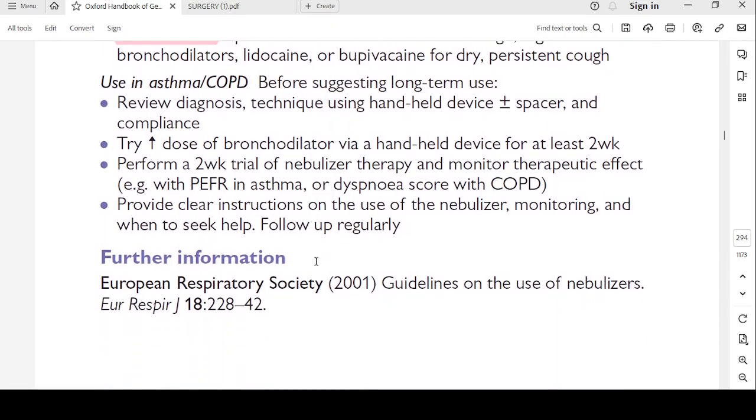Before suggesting long-term use, review the diagnosis, the technique using a handheld device plus spacer, and compliance. Try increasing the dose of a bronchodilator via a handheld device for at least 2 weeks. Perform a 2-week trial of nebulizer therapy and monitor therapeutic effect, for example with PEFR in asthma or dyspnea score with COPD. Provide clear instructions on the use of the nebulizer, monitoring, and when to seek help. Follow up regularly.